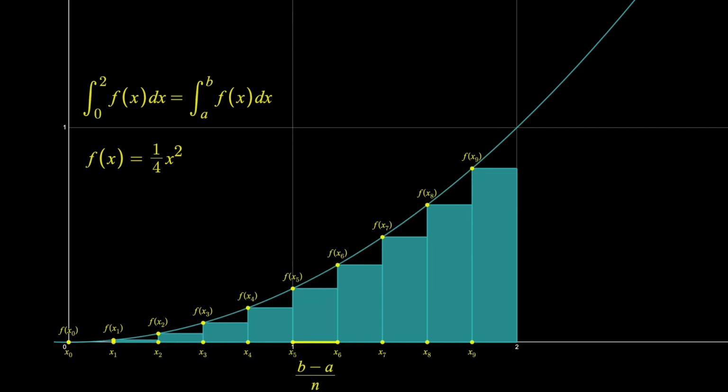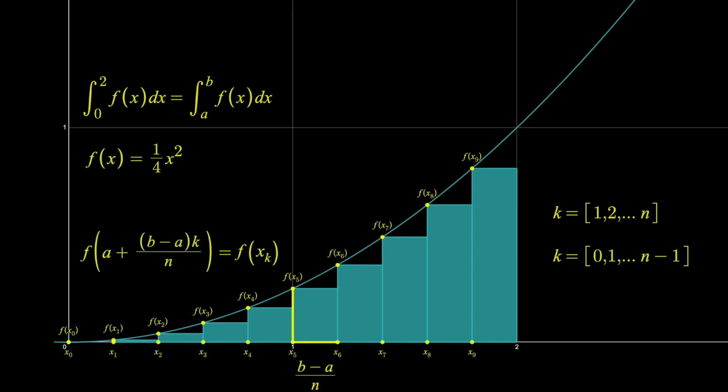Now what's nice is that we can actually find a general formula for what we're calculating here. So let's say we were to write f of x sub k, and then k would be either some range from 1 to n, or from 0 to n minus 1. The most important thing here is that we just have n different k's, right? We can actually write a formula for x sub k in terms of just a and b and k. So this is what the general formula looks like.